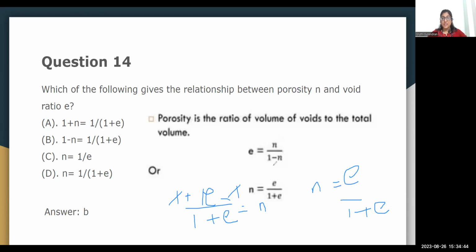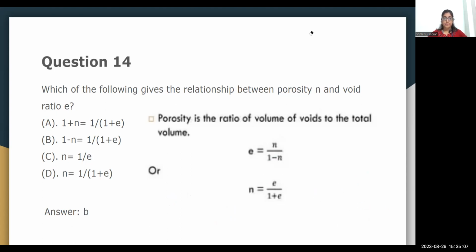So if we know either of these two relations, we'll be able to get the other. We know e is equal to n by 1 minus n, so if we substitute that here, we'll be able to get this, or just learn these two by heart. So the answer for this question is option B. By making use of these relations, we'll be able to get that this option is the right answer.